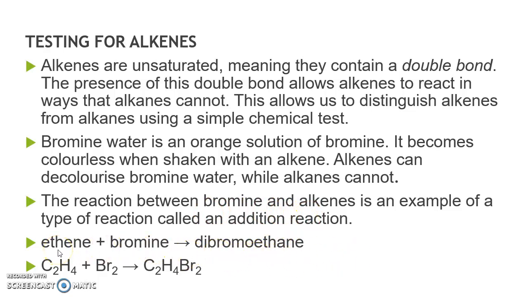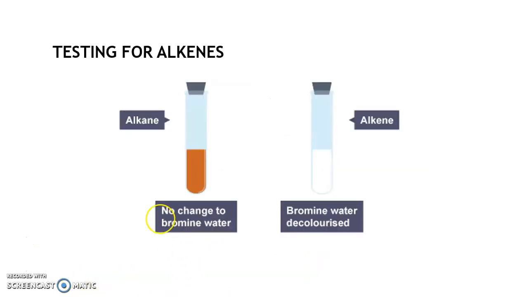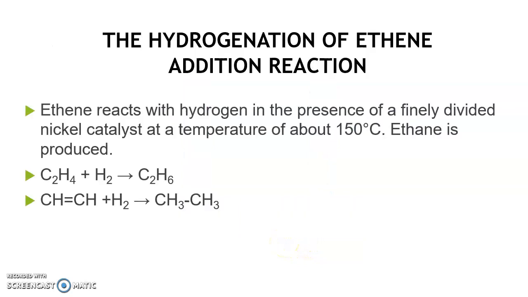Now this is the word equation for the reaction between ethene and bromine. The product formed is dibromoethane. Now this is the chemical equation. Now this is a diagrammatic representation for the testing of alkenes. You can see that here when bromine water is added to alkane, the orange color remains. But when bromine water is added to alkene, the solution becomes colorless. We say that the bromine water has become decolorized. Now this is used as a test to distinguish between alkanes and alkenes.